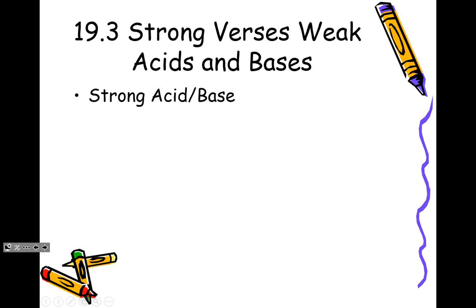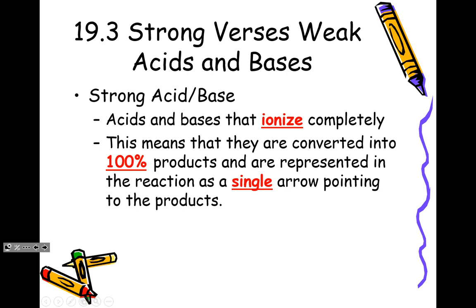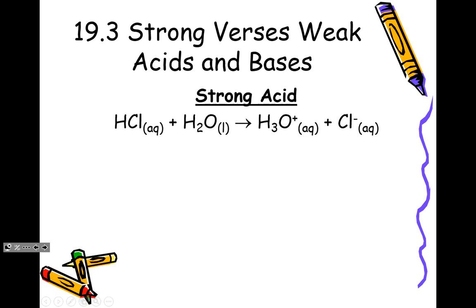Now, the last idea I want to get into in the first set of notes here actually comes in section 19.3, the concept of strong versus weak acids and bases. A strong acid or a base is an acid or base that ionizes completely. It 100% breaks apart into its component ions. So this means that they are converted 100% to products, and they're represented by a single arrow when you write the reaction. So this would be an example of a strong acid. That single arrow means the HCl breaks apart 100% to H3O plus and Cl minus.